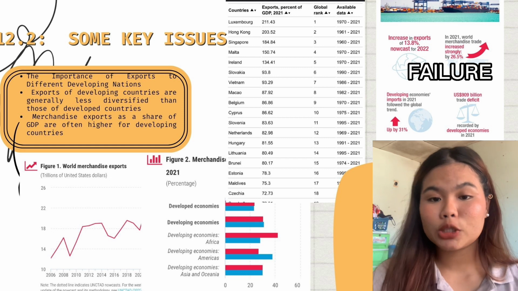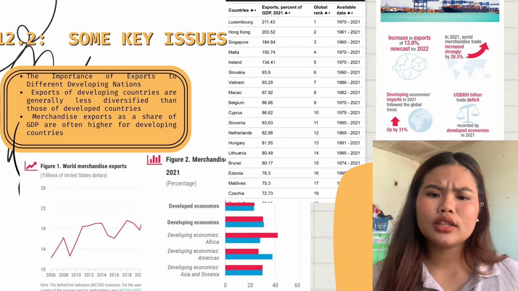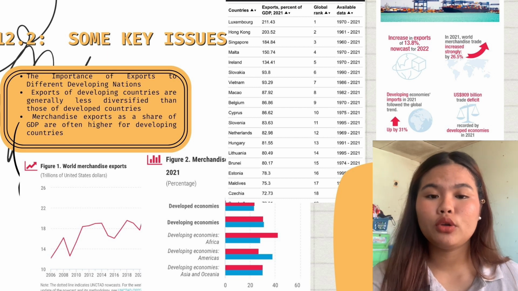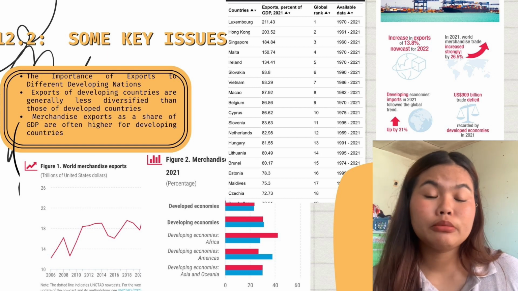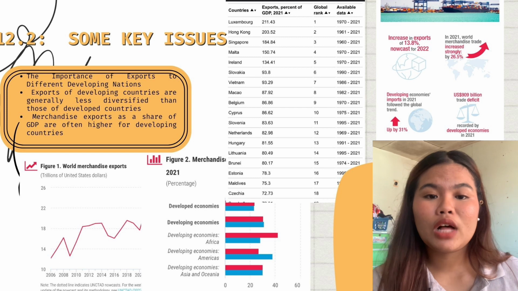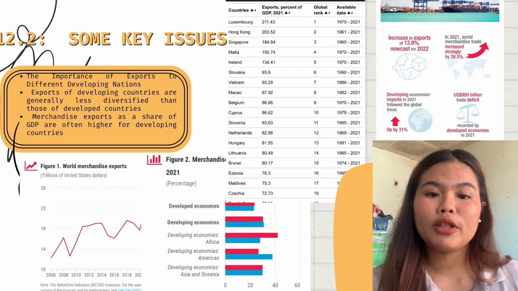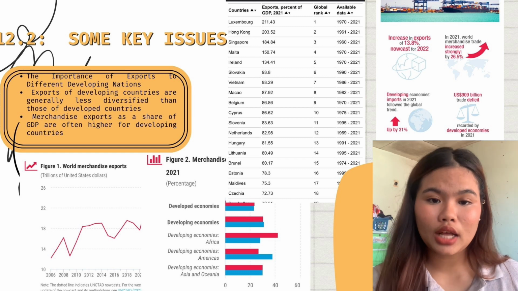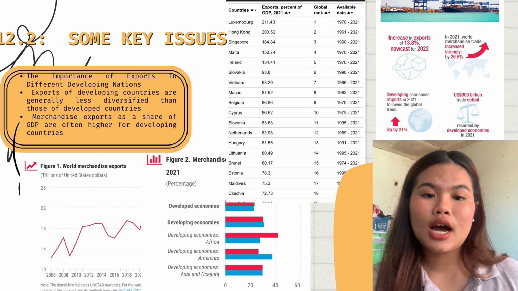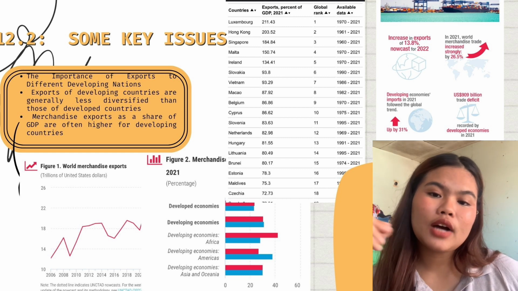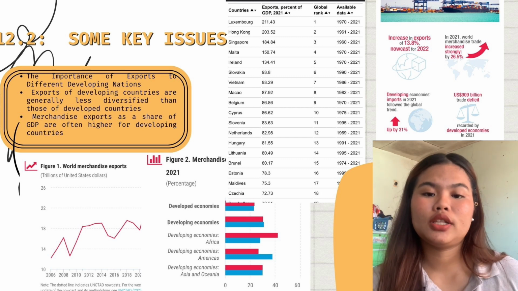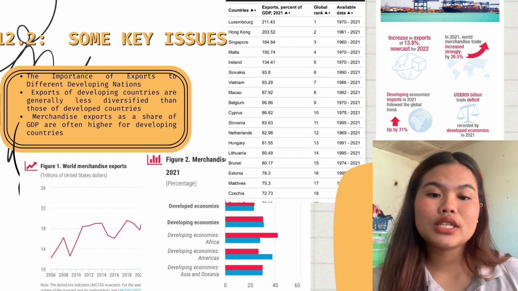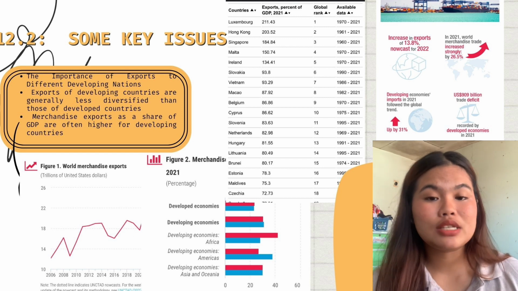Higher merchandise exports were recorded in the north than in the south in 2021. Developing economies contributed 9.9 trillion US dollars and developed economies 12.4 trillion US dollars to the world total. Asia and Oceania accounted for 45% of global merchandise exports, followed by Europe with 37% and America with 16%.